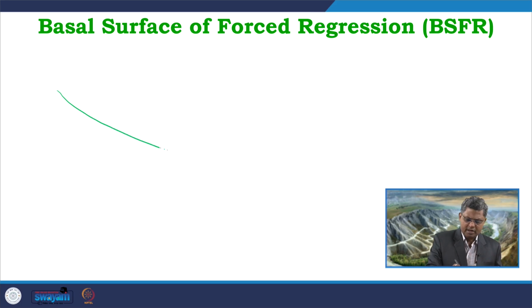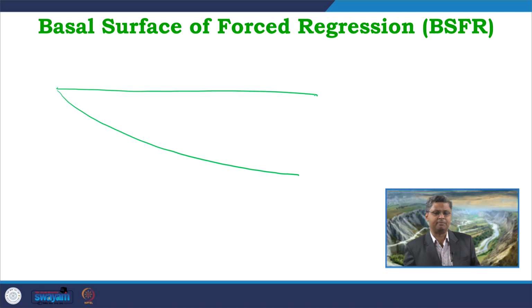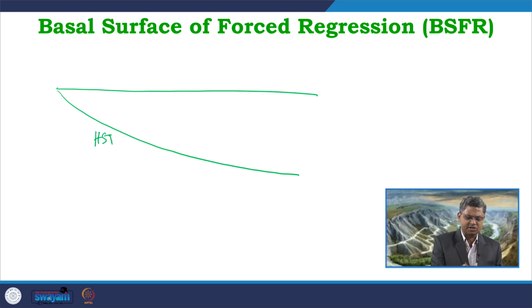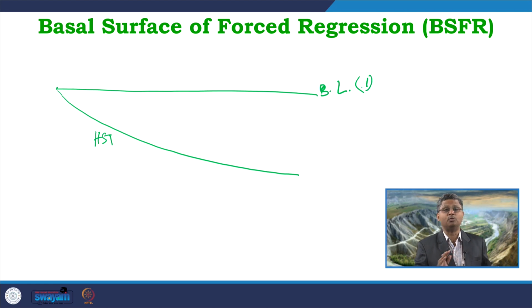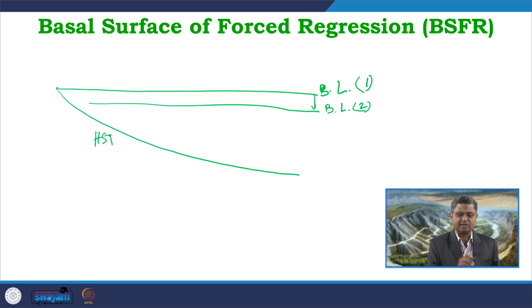Say I draw a marginal marine section, because the basal surface of forced regression will form in the marginal marine part. So, in this marginal marine part, this is the end of HST. We are getting this particular surface at the end of the HST, and this is the sea level or the base level at time T1. So, this is base level 1 at time T1. Now, this base level is falling and it is reaching base level 2 at time T2. So, during that time the base level is coming over here, at this level.